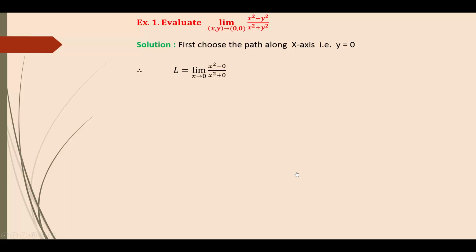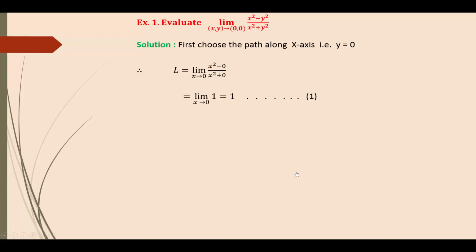So L is equal to limit as x tends to 0 of (x square minus 0) upon (x square plus 0), since y is 0. X square upon x square means 1, so limit as x tends to 0 of 1, and the limit of 1 is equal to 1. Denote this as equation number 1.